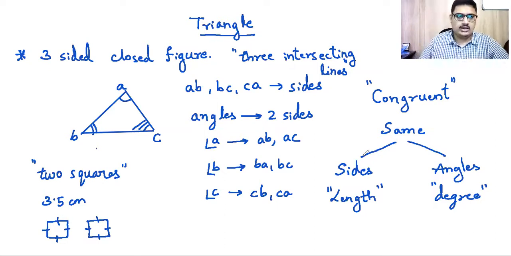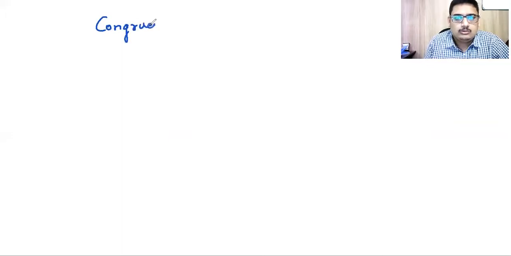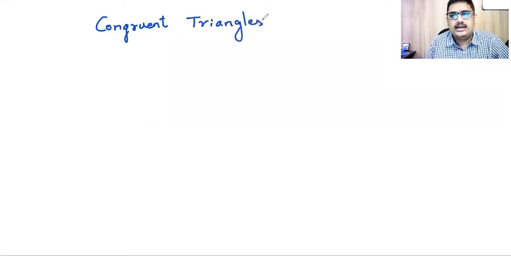So let's now see about the congruency part. Let's think about congruent triangles. Let us see about similarity later. There is a difference between congruency and similarity, so we should be very careful in using the technical terms. So congruent triangles, how do we do that? Let me take an example to explain that.